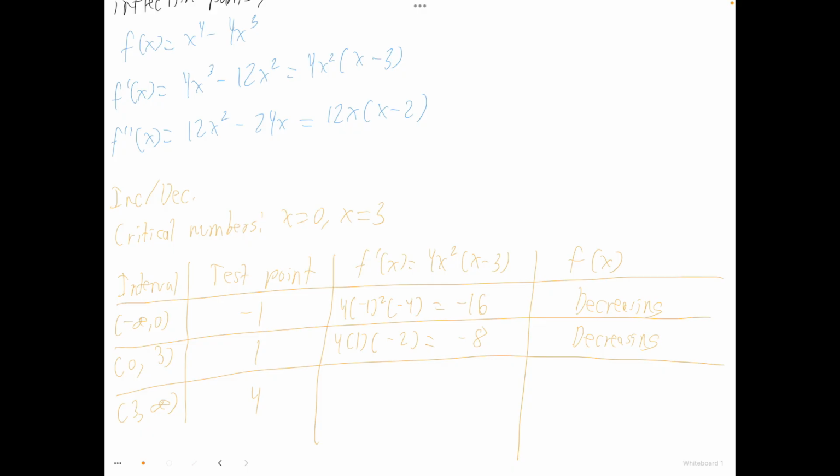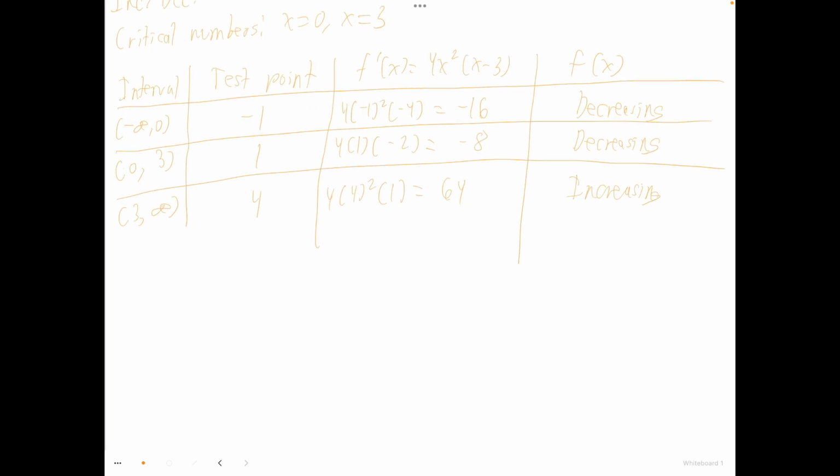And now plugging in 4, we have 4 times 4 squared times 4 minus 3, which is 1. So this is going to be 4 times 16, which is 64. And that's positive, so we are increasing. So we're decreasing on negative infinity to 0 and 0 to 3, then increasing on 3 to infinity.